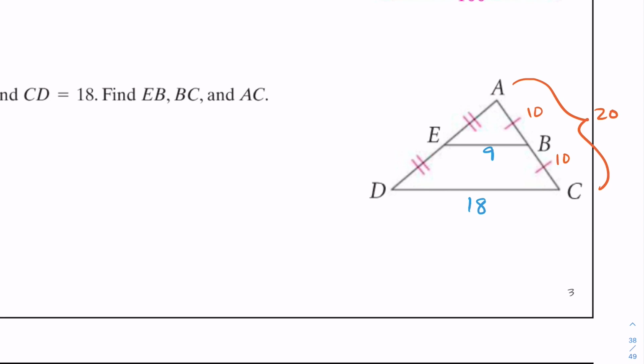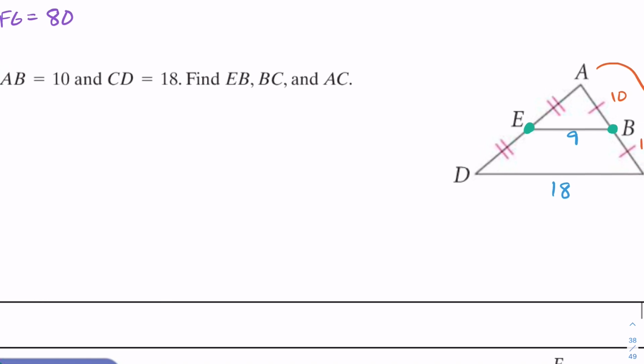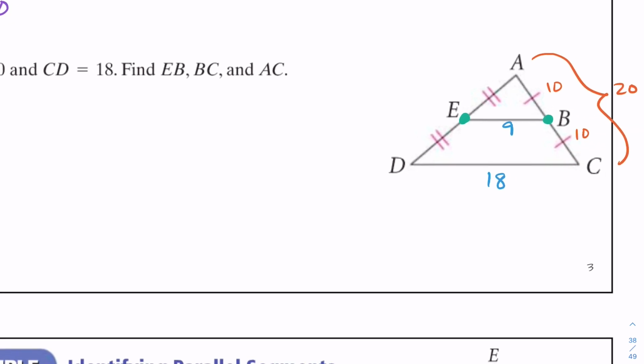How do I know it's a mid-segment? Well, it's connecting the midpoints. And how do I know they're midpoints? Well, because AE has a tick mark, and so does DE. And AB has a tick mark, and so does BC. So I know that these pieces are congruent, making this a midpoint, making this half of the length of DC. All right, so it wants us to find EB. Well, EB is 9, so that was easy. So EB is 9.